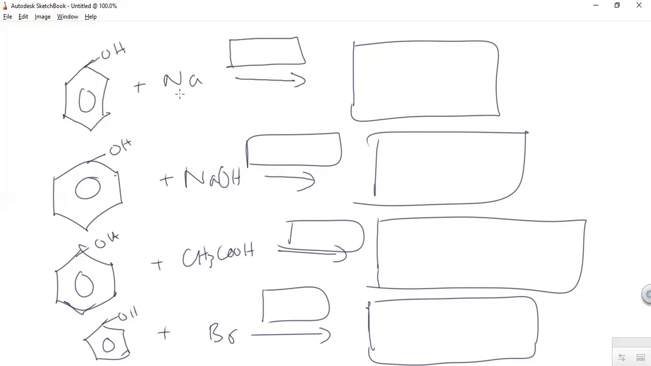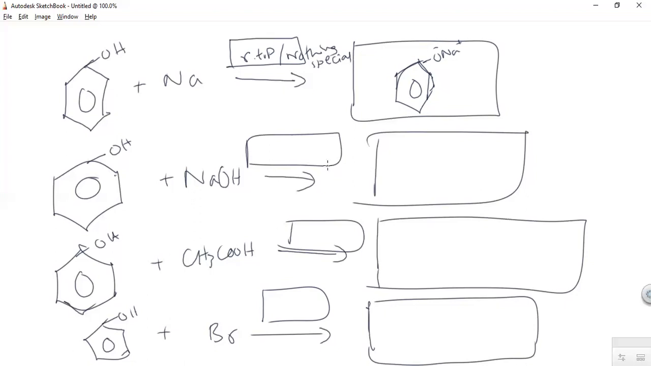So when phenol, we know phenol is acidic. When it reacts with sodium, it reacts with sodium to form what? This, ONa plus O minus. Okay. And the condition is what? Actually no condition. So we can say either RTP, or we can say no special condition or nothing special. You'll see in the mark scheme they tend to write nothing special or room temperature.